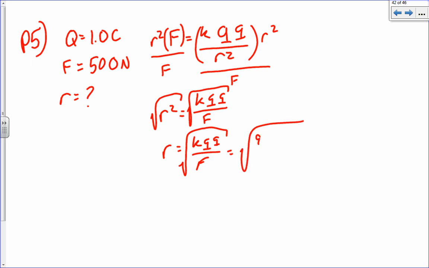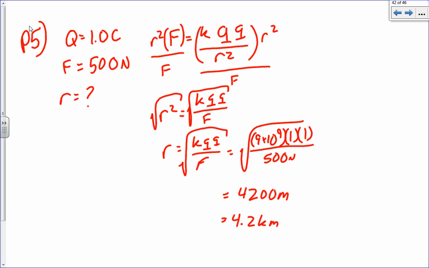that's the square root of 9 times 10 to the ninth. Say Q is 1 coulomb over the force, which is 500. So it's going to give us our distance. It's 9 times 10 to the ninth, which is 4,200 meters, or 4.2 kilometers. Really big charges. To get this force, you have to put them really far apart, right? Because these are very large charges.